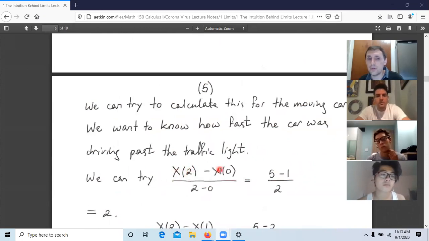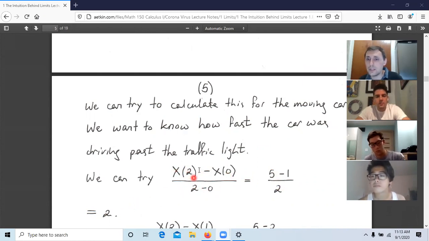So I can try this formula, right? I can try the position at 2 seconds minus the position at 0 seconds divided by the elapsed time. So position at 2 seconds, we had 5. Position at 0 is 1. So 5 minus 1 over 2, that equals 2.